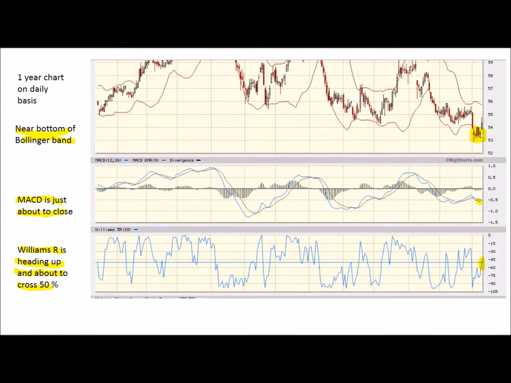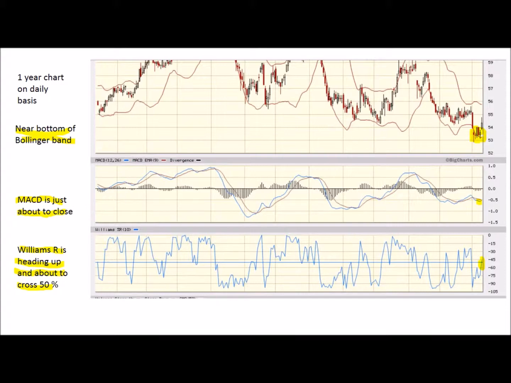And then the Williams R percentile, it basically is set up to where if the line is coming from the bottom of the chart and heading up and about to hit the 50% percentile range, then that's an indicator to buy. And basically all I'm doing is when all 3 of these indicators are lined up and they're in the pattern that I expect them to be in, then I may be ready to buy that stock.